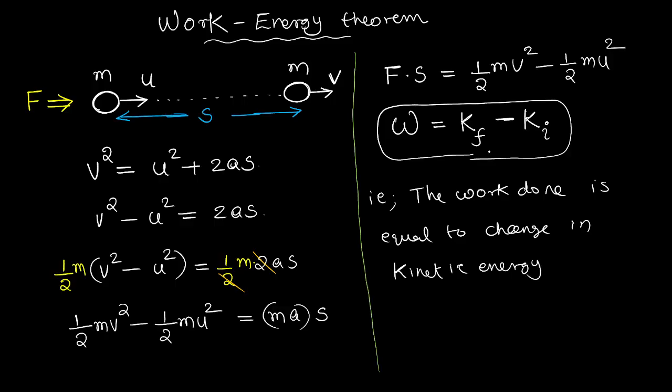Meaning that final kinetic energy minus initial kinetic energy. Just taking the difference of final kinetic energy and initial kinetic energy, we can find out how much work is done by the external force. Understood? So it is said to be the work energy theorem. Okay, so all of you please write down. This derivation is important. It's a simple derivation, so please write down.